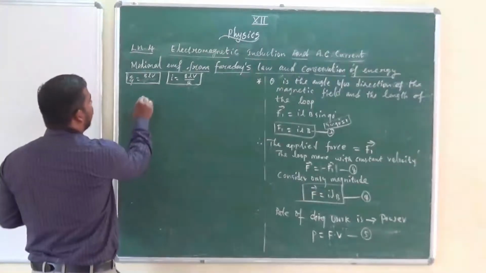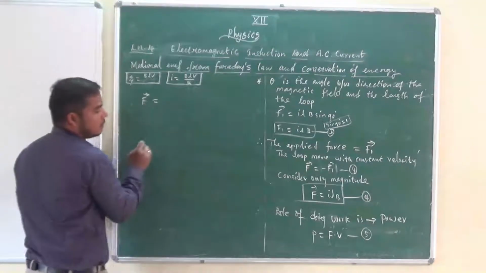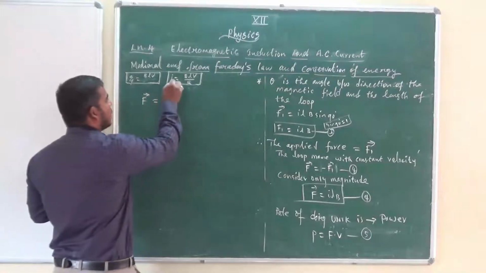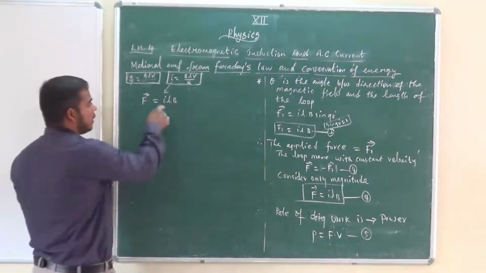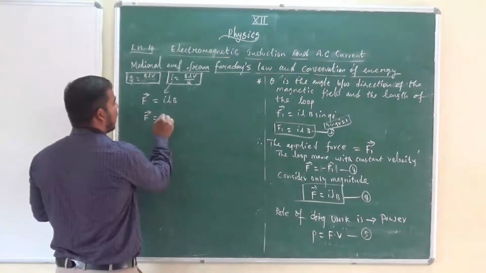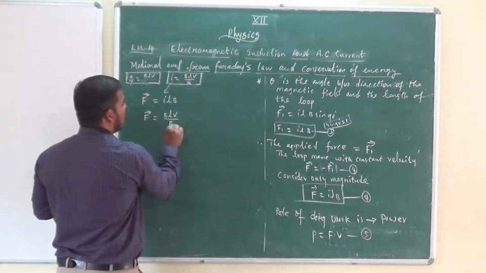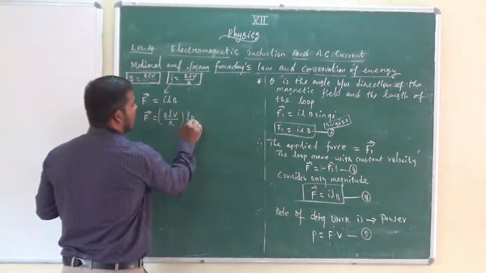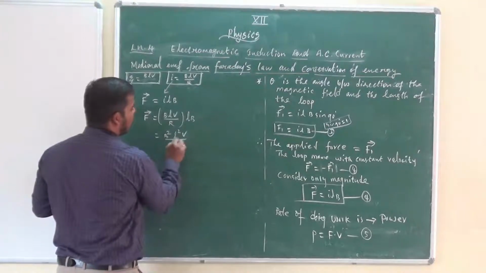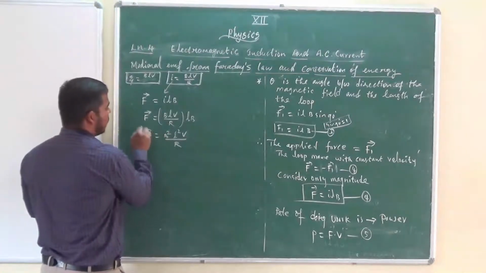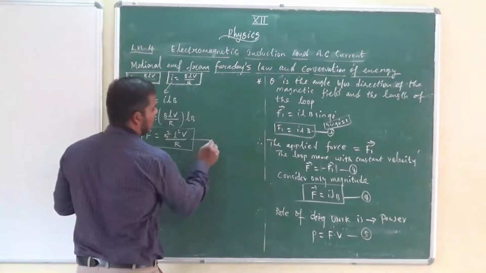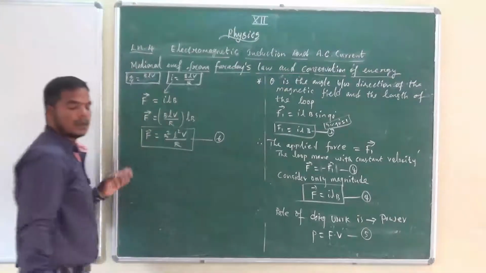So we are getting force equal to what? ILB, isn't it? Now we have to substitute the I value in this equation. We are getting the applied force equal to, instead of I, I will write BLV by R. What are the remaining terms? L into B. Now I multiply B into B, B square, L into L, L square, V by R. So F vector equal to B square L square V by R. This is the constant force. This is equation number 6.